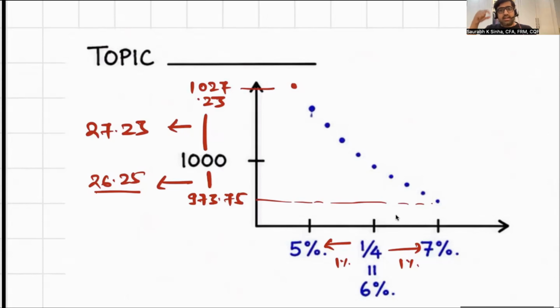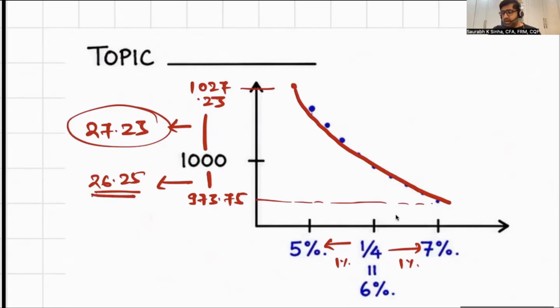The rise is greater than the fall. It is not equal. It is not 26.25 here and 26.25 here. The rise is greater than the fall. It has to be non-linear. And if you try to connect all the dots, it is going to be convex.